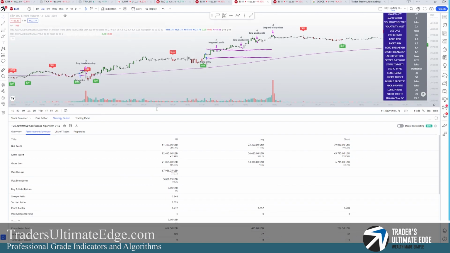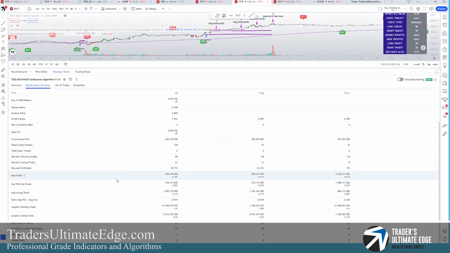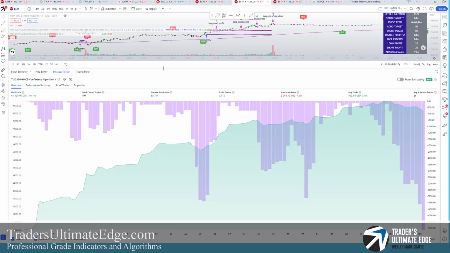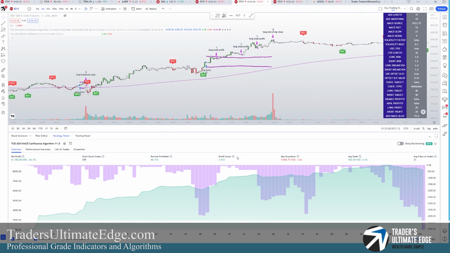We'll look over here under the performance summary. Let's pull this up. What I want to see is average bars in winning and losing trades. Average bars in winning trades, 25. Average bars in losing trades is 7. That's excellent. Our losing trades are less than a third the length of our winning trades. So that means we are getting out of those losers quick. Very quick. And that's why our profit factor is nice and high.